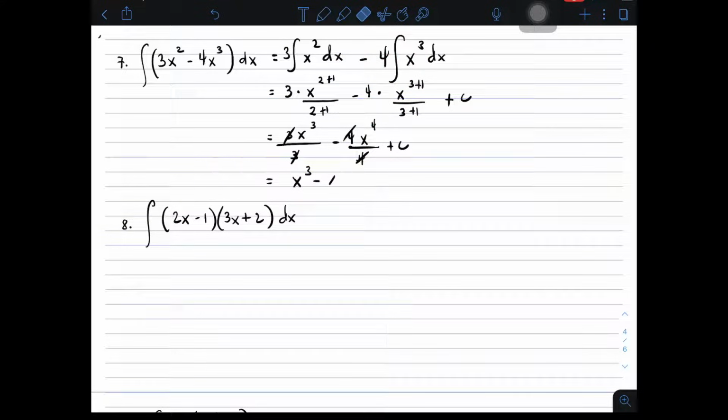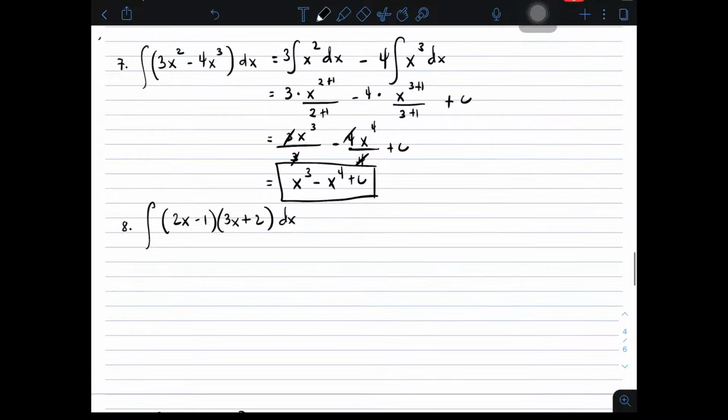x cubed minus x to the 4th power plus c. Ito yung sagot natin for item number 7. So, let's move on to item number 8.